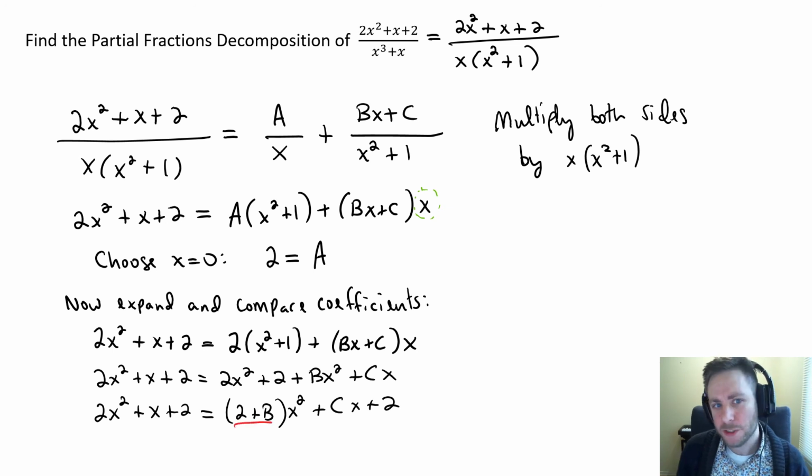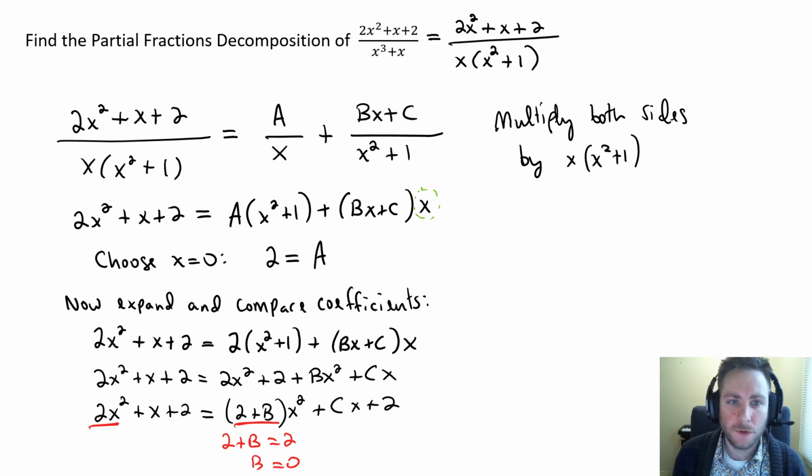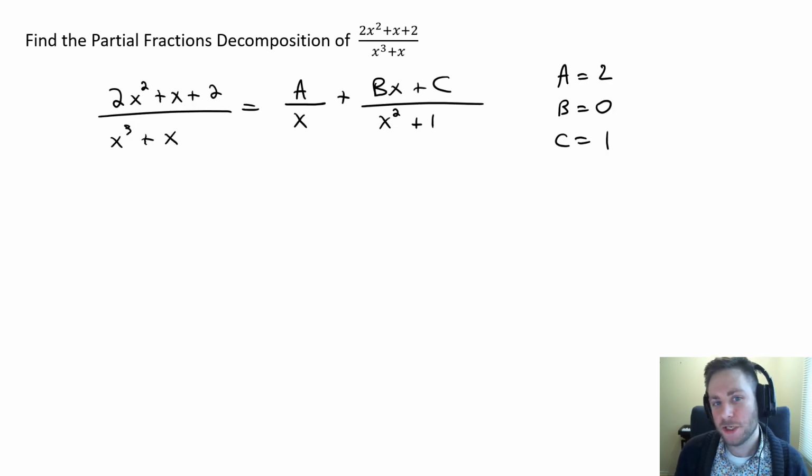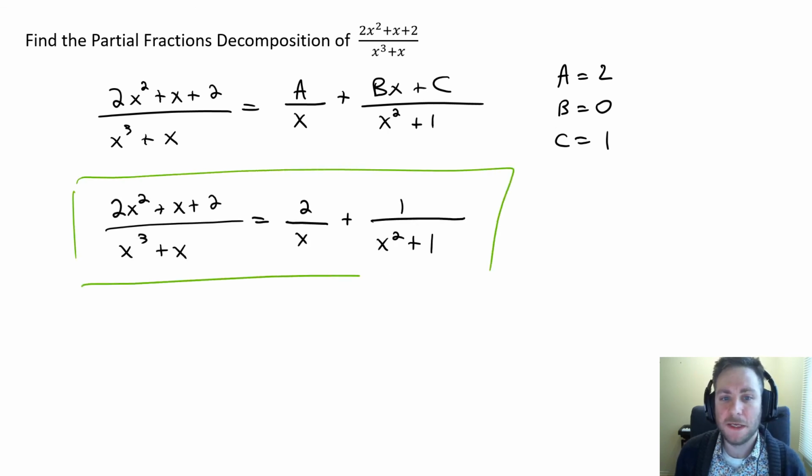And now we're ready to do our comparison. The coefficient of x squared shows that 2 plus b equals 2, so with some basic algebra, we find b equals 0. The coefficient of x shows that c equals 1, and with that, we've found all of our constants. With all this information, we're ready to form our conclusion. So just plug in these values of a, b, and c, and we're finished.